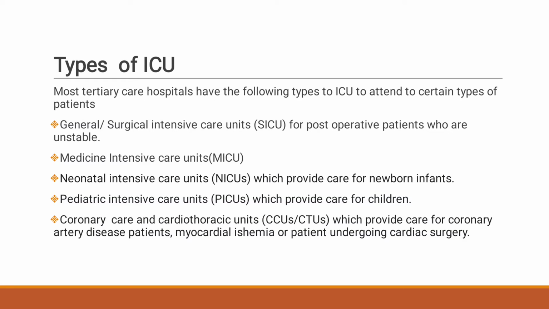Types of ICUs. Most tertiary care hospitals have several types of ICUs to attend to certain types of patients. General or surgical intensive care unit for post-operative patients. Medicine intensive care unit. Neonatal intensive care unit for providing care to a newborn infant. Pediatric intensive care unit, which provides care for children. Coronary care and cardiothoracic units for providing care to patients undergoing cardiac surgeries or suffering from coronary artery disease.